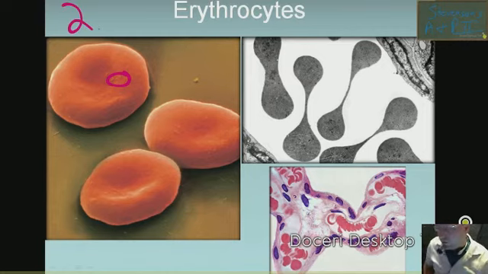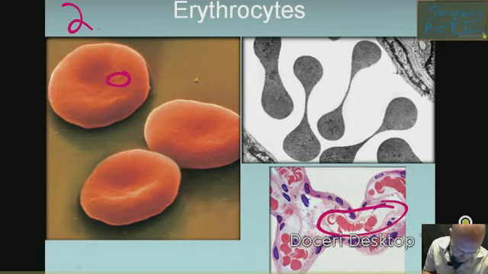Those erythrocytes we looked at over here, and we can see the erythrocytes in the tissues. See the erythrocytes in the tissue here? What kind of tissue might this be? It's probably a capillary bed full of red blood cells.